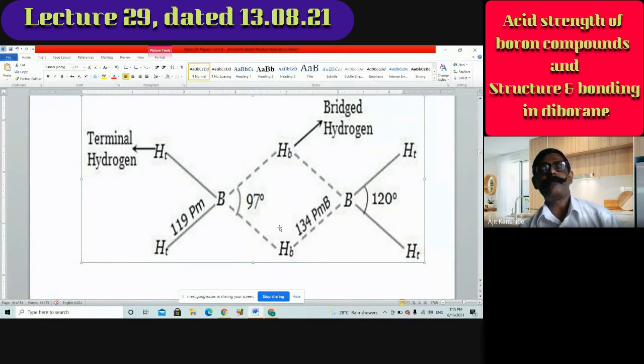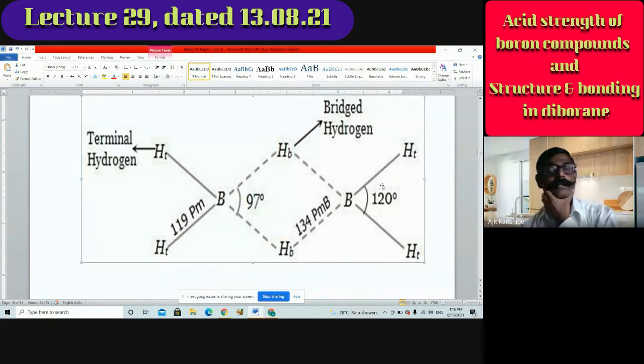So this is the bonding present in the structure of the B2H6 molecule. I repeat, in B2H6, two types of hydrogens are there, terminal and bridged. 4 are terminal, 2 are bridged. All 4 terminal hydrogens and the borons are in one plane, on the screen or board, and the bridged hydrogens are away from the screen, one above and one below.